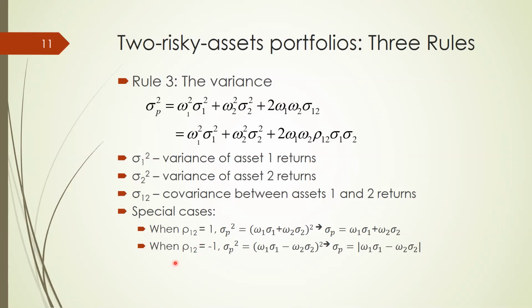In contrast, when the correlation coefficient is -1, sigma p squared is equal to omega-1 sigma 1 minus omega-2 sigma 2, the whole thing squared, so that sigma p is the absolute value of the difference between the weight times the sigma of each asset. In this case, we have the maximum diversification effect because the standard deviation, or the risk, of each asset is offsetting each other's.